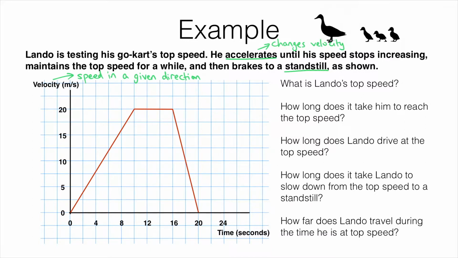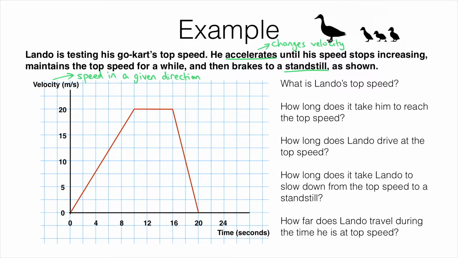Now, you might remember on a distance time graph, a flat part meant that a person or object was staying still. They weren't moving, they weren't changing their distance. However, on a velocity time graph, that's not true anymore. This flat part actually means that they're not changing their velocity, or in this case, they're not changing their speed. This person is staying at 20 meters per second. And in fact, this is the top speed. So a flat part doesn't mean that they're standing still at all. It just means that their speed is being maintained.